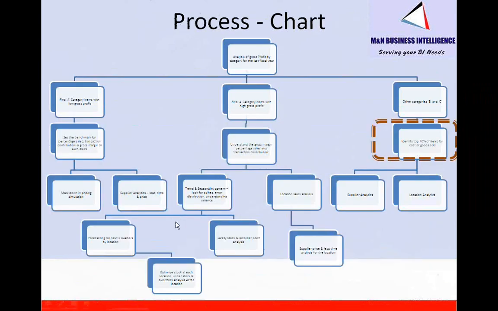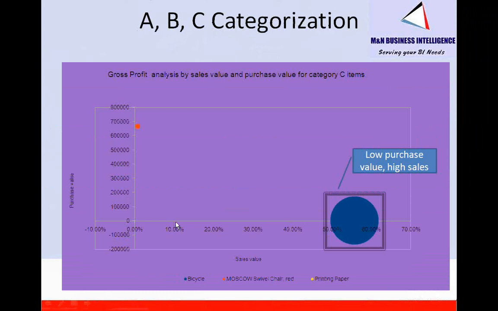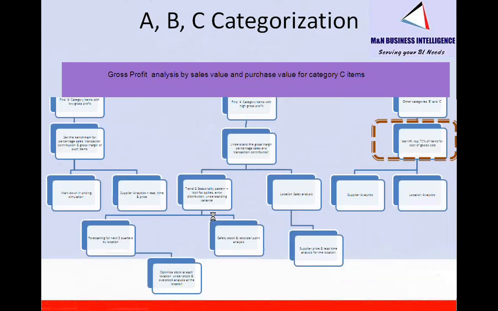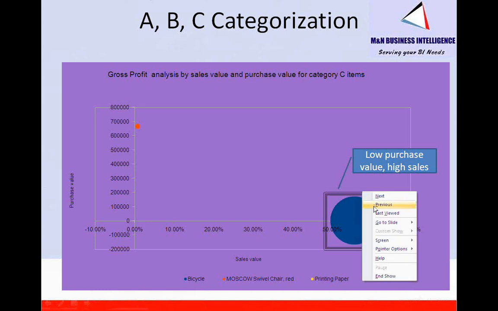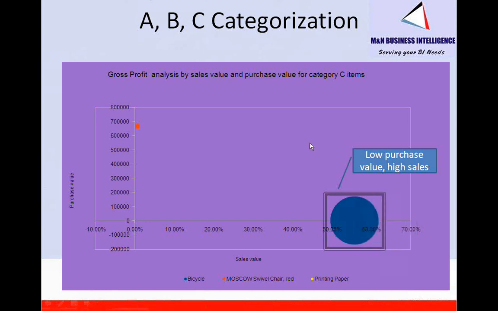Then if you come down to the top, identify the top 70% within category C. So we are looking at category C. You have a high sales value, and the purchase value is very low for bicycles. But the gross profit is significant. This is a top performer. And this was one of the reasons why category C was outperforming A and B significantly.